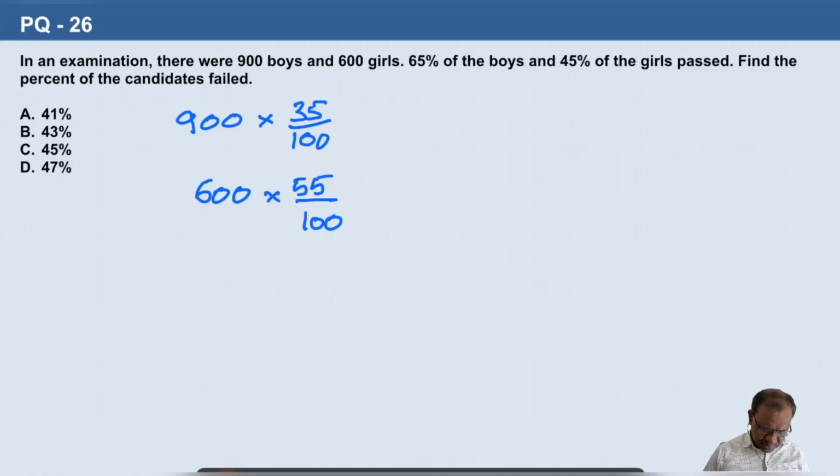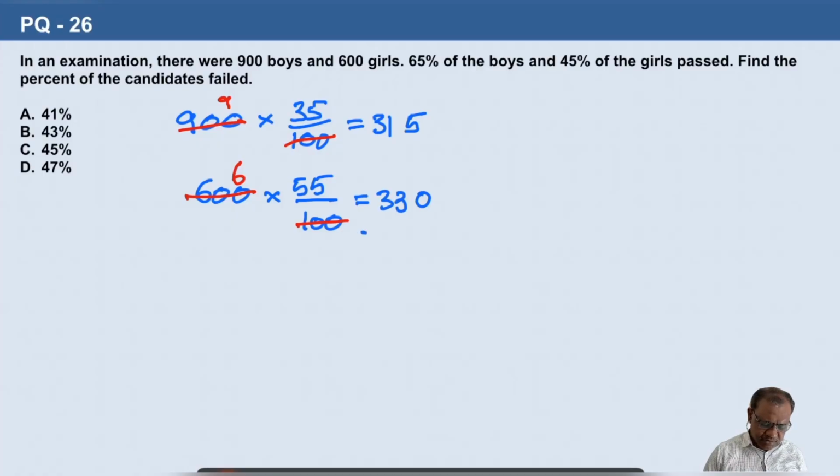So let us simplify this and find out how many passed and how many failed. So this is 9 times. This is 6 times. So if you simplify this, 35 into 9, that is 9 5s 45, 9 3s 27 plus 4, 31. 6 into 55, 6 5s 30, 6 5s 30 plus 3, 33.